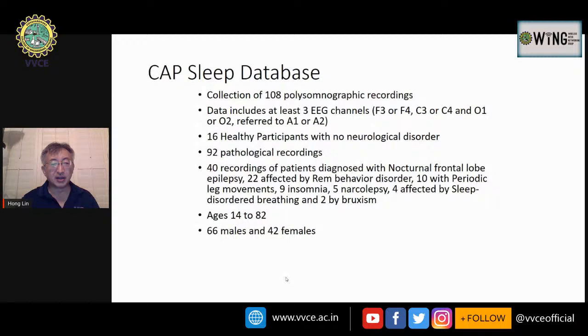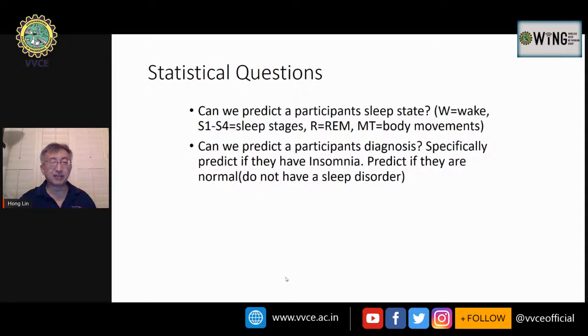So this is the data set. What we want to see is whether we can develop a model to predict the participant's sleep state, like awake, sleep stage, and so on, based on the data collected from the patients. And also, we want to see whether we are able to detect a sleep disorder. For example, if the person has insomnia, whether we can detect the insomnia based on the EEG data. So these are the two types of modeling work that we can do with the EEG data.